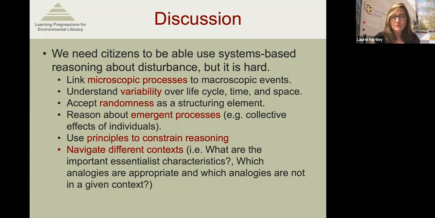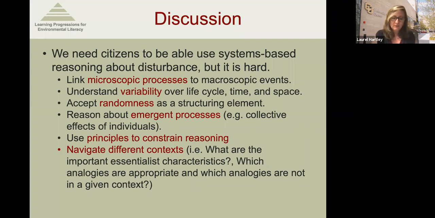We want them to be able to navigate different contexts. So we want them to be able to reason about pythons in the Everglades. We want them to reason about wildfire. We want them to think about what are the important characteristics or the essential characteristics of a place or of a species. We want them to be able to use analogies to help them think across different contexts, but use appropriate analogies and to understand what's an appropriate analogy here and what analogy is not appropriate.